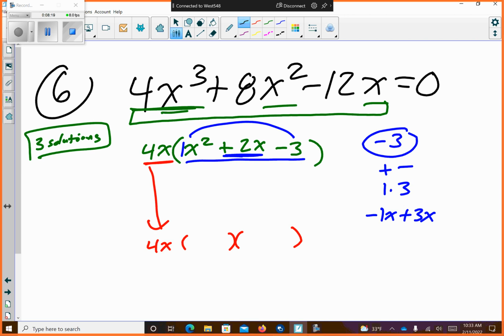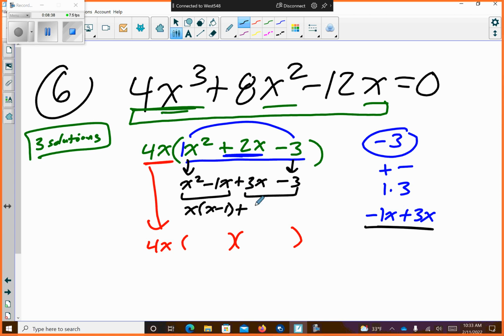So I'm going to bring this straight down, x squared. Bring this straight down, minus 3. Now I can use whatever order I want with this, as long as the signs come with it. Factor out an x, and x minus 1. Plus sign comes down. Factor out a 3, x minus 1. So I get x minus 1 here. And what goes in the other one? x plus 3. Very good.